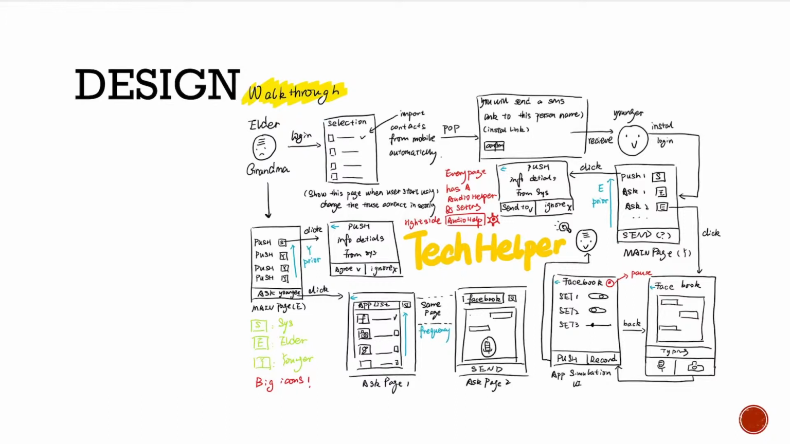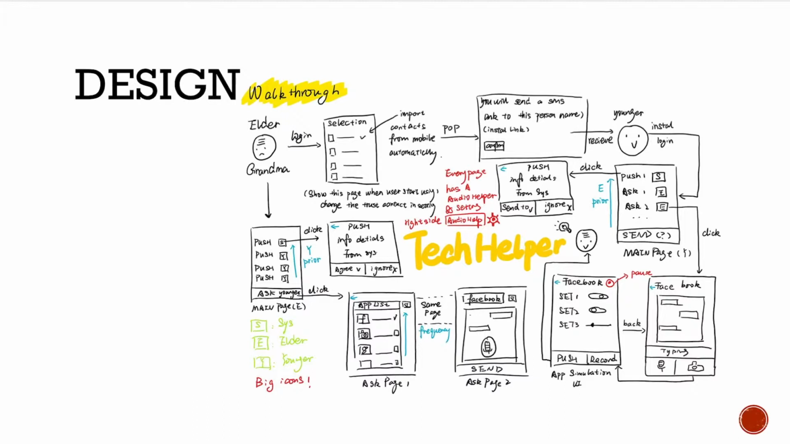When the user has chosen one application to ask about, the page will jump back from the app list and show this communication page, which is Ask Page 2. And the older user maybe cannot use typing functions, so we just provide the speaking function. The user just has to hold the speaking button and speak. When he or she finishes the question, then send it to the younger one.